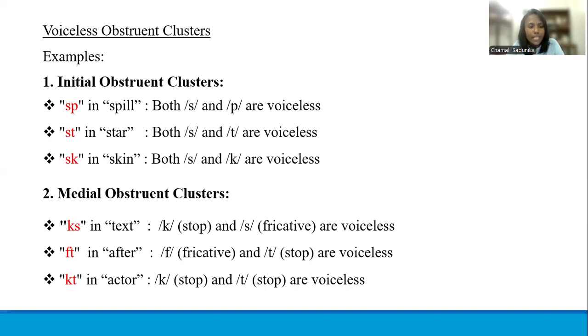Then in medial obstruent clusters, /ks/ in text. So /k/ is a voiceless stop and /s/ is a voiceless alveolar fricative. These are voiceless. Then /ft/ in after, /f/ is a fricative and /t/ is a stop, so they are voiceless.